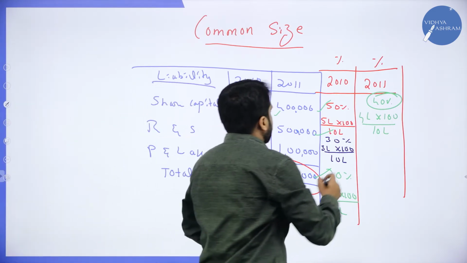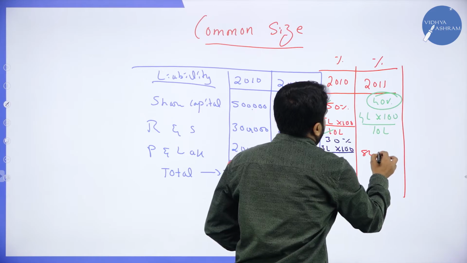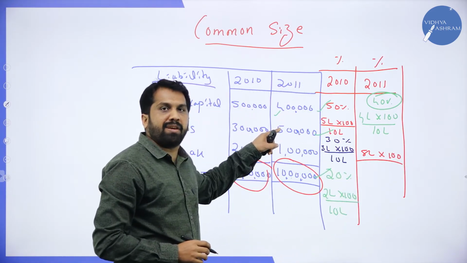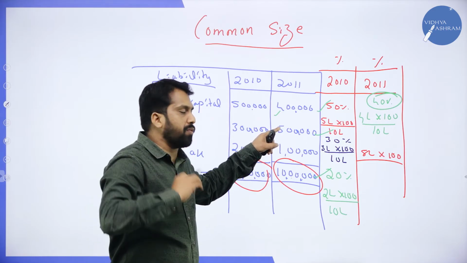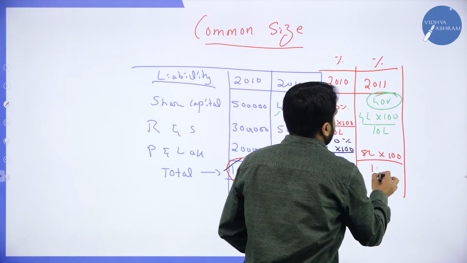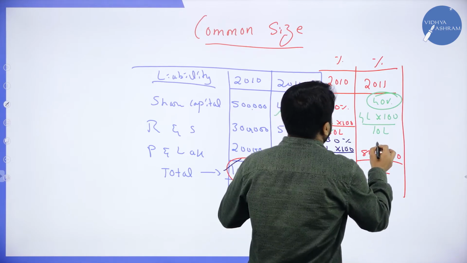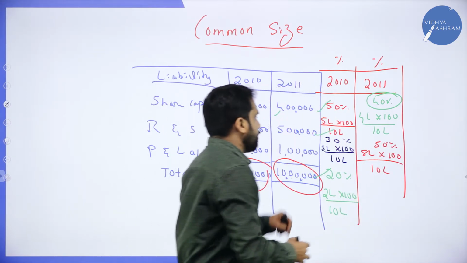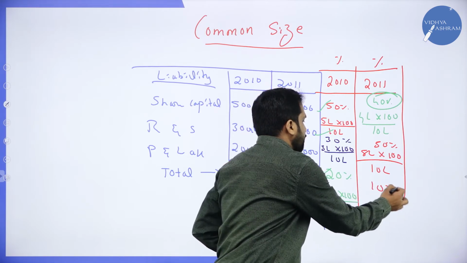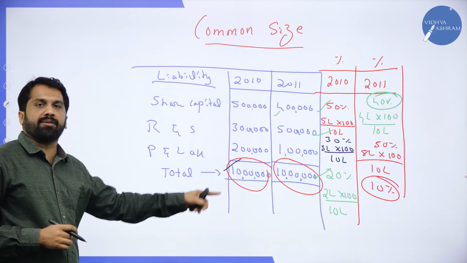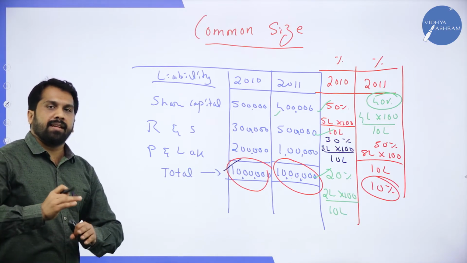Now, we'll go for the second one. Second one is 5 lakh multiplied with 100. I have taken 5 lakh. Base or denominator should be which one? 10 lakh. Now, this is 10 lakh. Your answer is around 50%. Similarly, if you calculate, the last one is 10%. Like this, you have to calculate later.